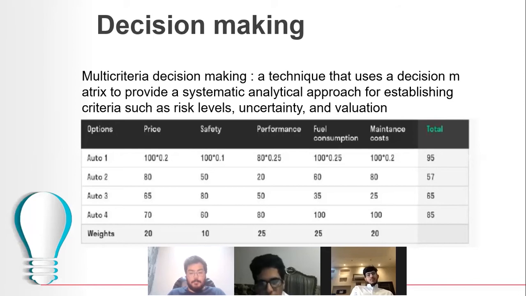We do the same thing for every O2, and we get the total. We can see that the highest total is O2 1. So the best decision to go with is O2 1. Second, O2 4. Third, O2 3, and the worst option is O2 2. Next.